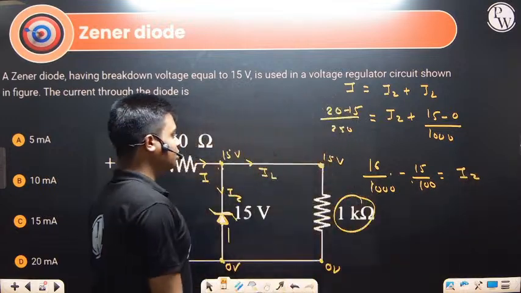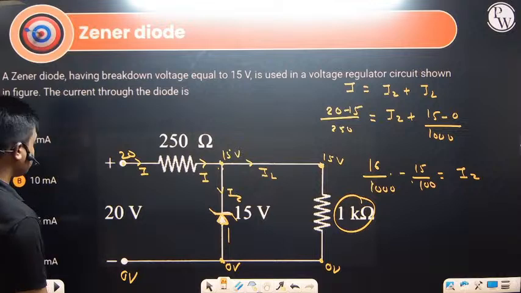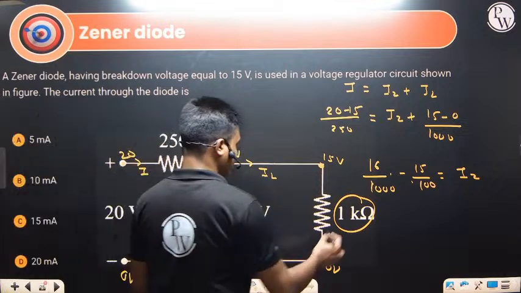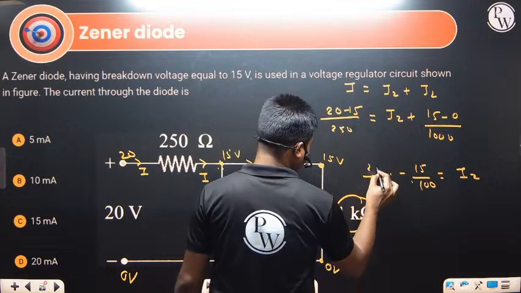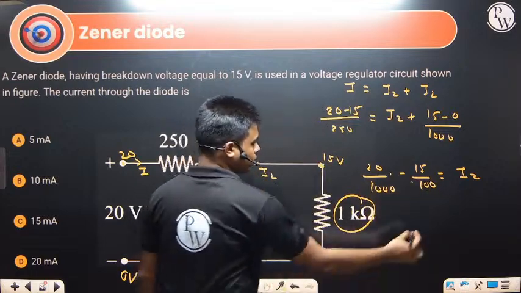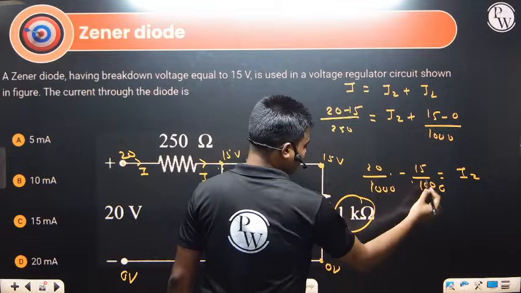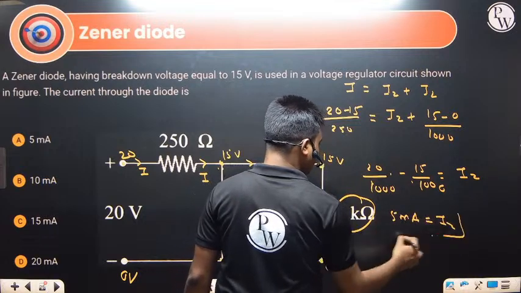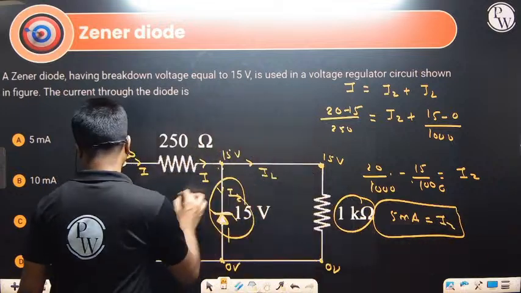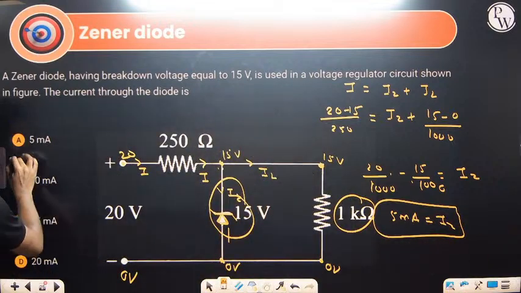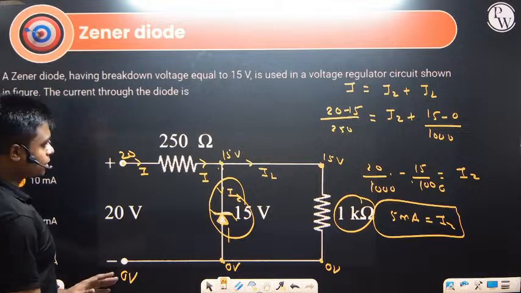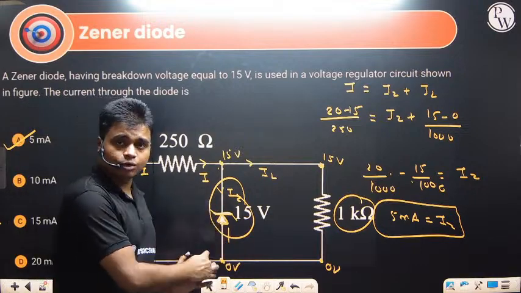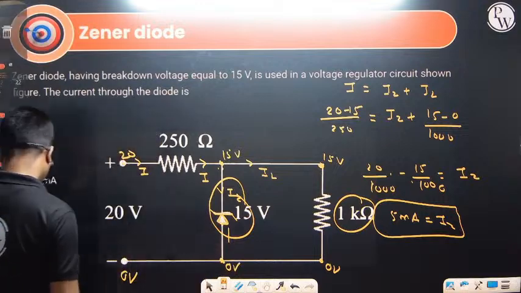So what is IZ that we are having? This is 20 by 1000 minus 15 by 1000. We are getting 20 milliampere minus 15 milliampere, which is 5 milliampere. That is the current flowing through this Zener diode. The answer is 5 milliampere. I hope this is clear to everyone. This is how we calculate a numerical question on the Zener diode.